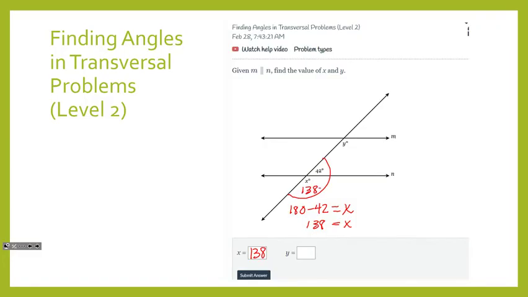Now, because of corresponding angles, if X is 138, Y has to be 138 also. Okay?